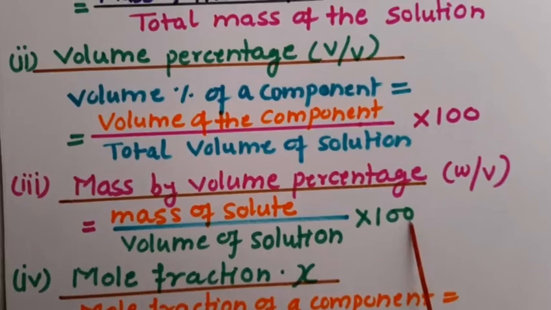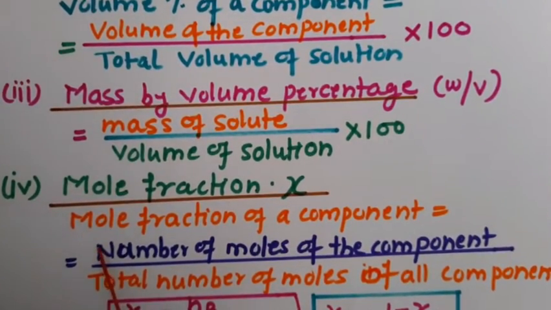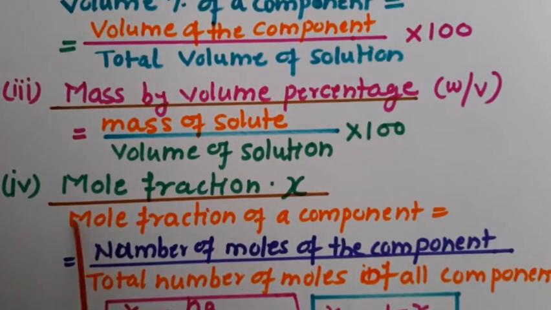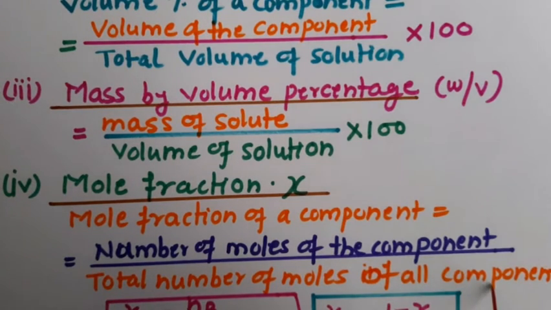Now, the next way by which we can express the concentration of a solution is defined as mole fraction, and it can be represented by the symbol chi. Mole fraction of a component can be calculated as the number of moles of a component divided by total number of moles of all the components present in the solution.